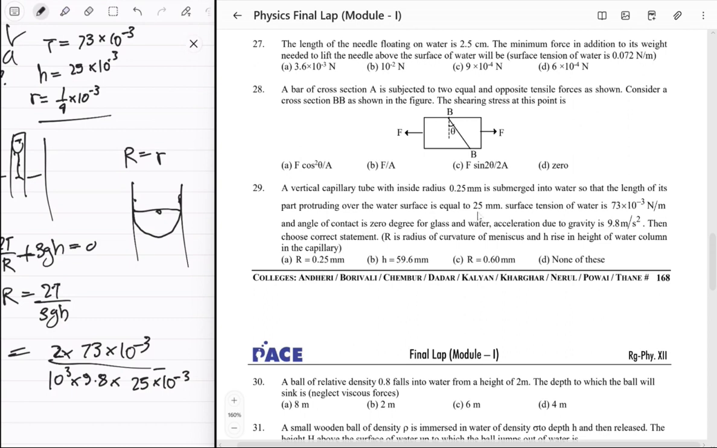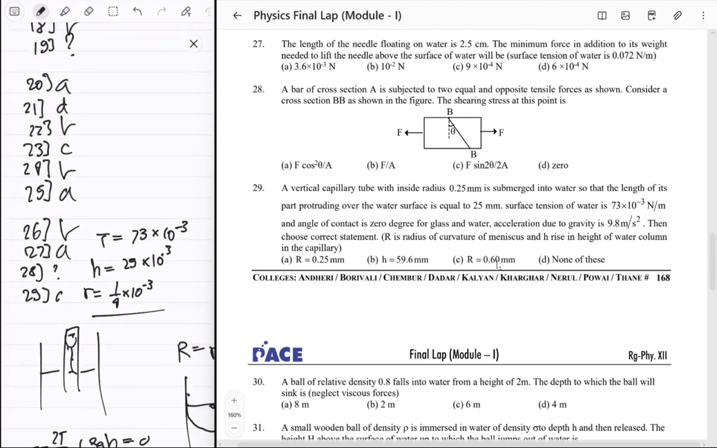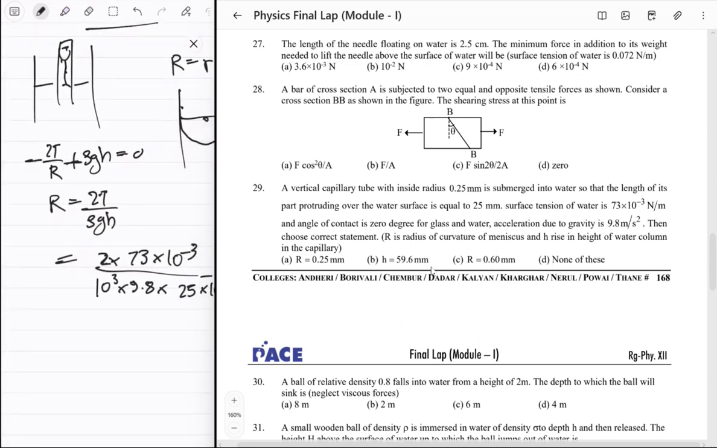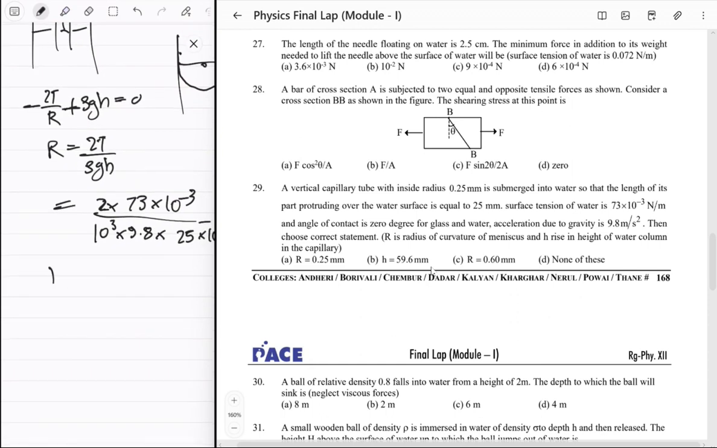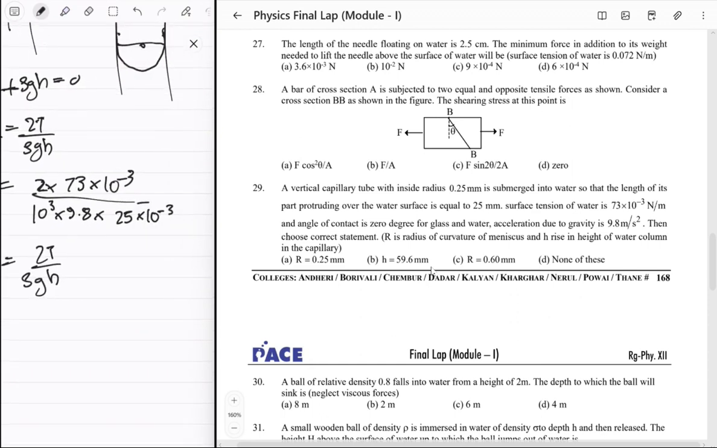अपने को करना क्या है? Correct statement. So I guess A will be correct and all of the other ones will be incorrect or something. A should be correct. No big deal. अगर angle of contact 0 दिया है then it's correct. और क्या, अपने को height भी निकालनी है. ठीक है. So height can be found out like this: 2T upon rho g times r. So यहाँ पे बस h के जगह पे r पुट कर दो, which is 0.25 millimeters. Okay, यहाँ पे 1/4 डाल दो and let's calculate this.